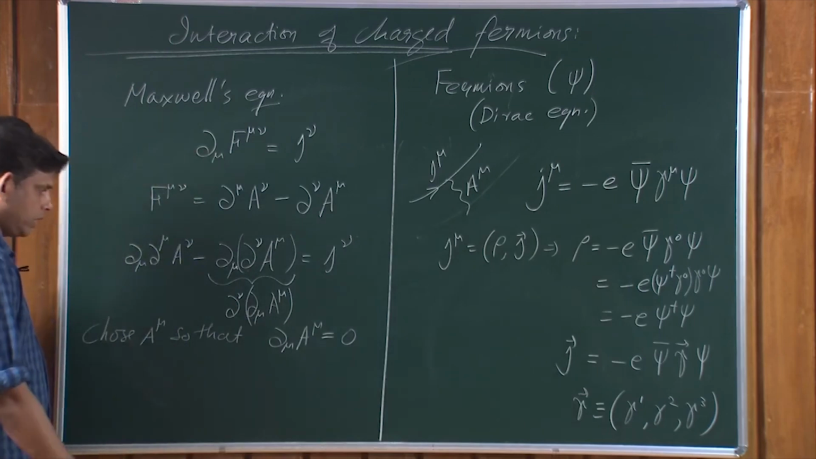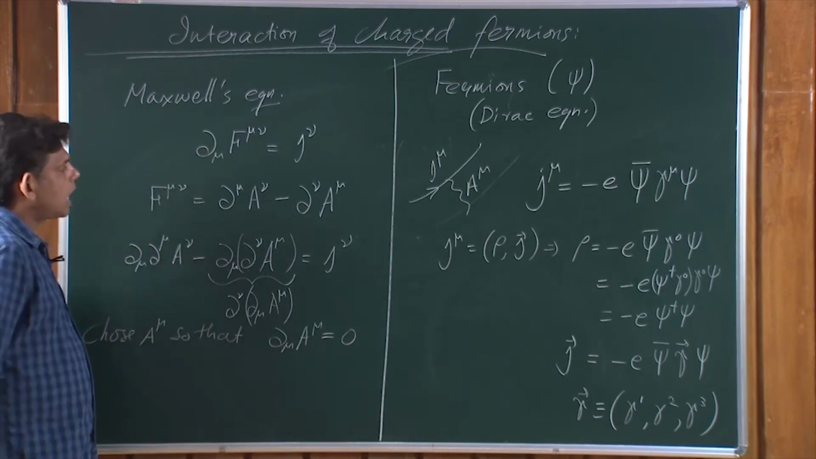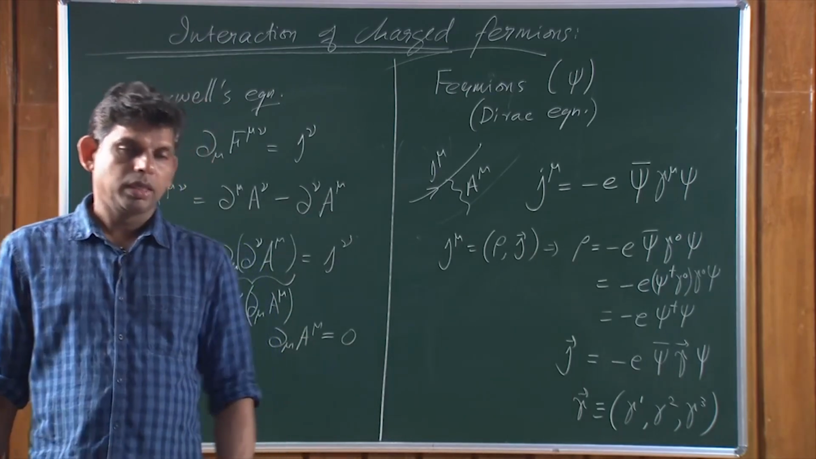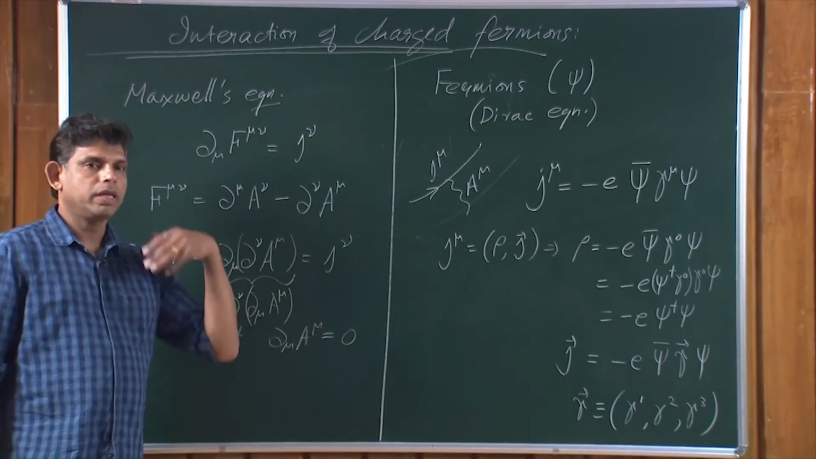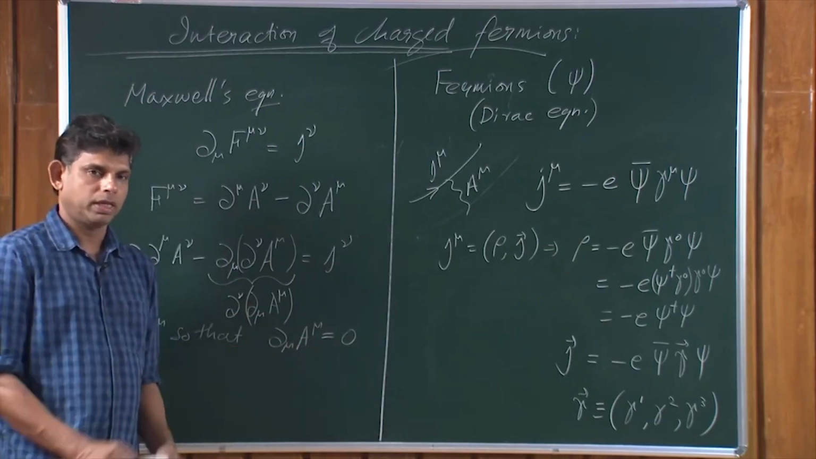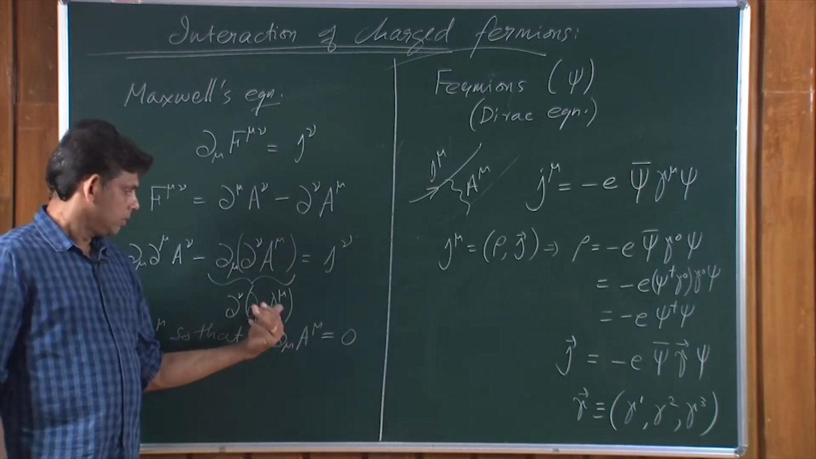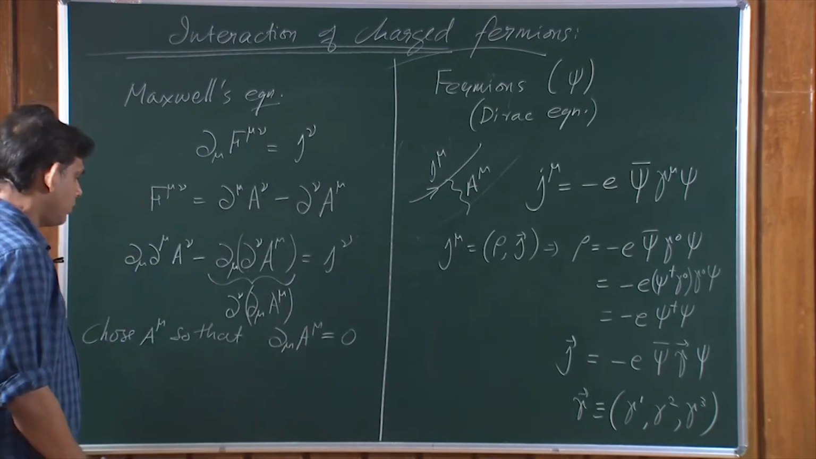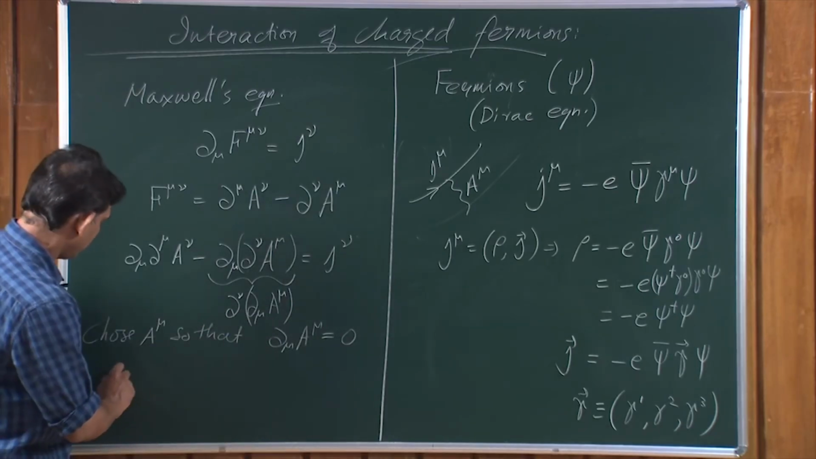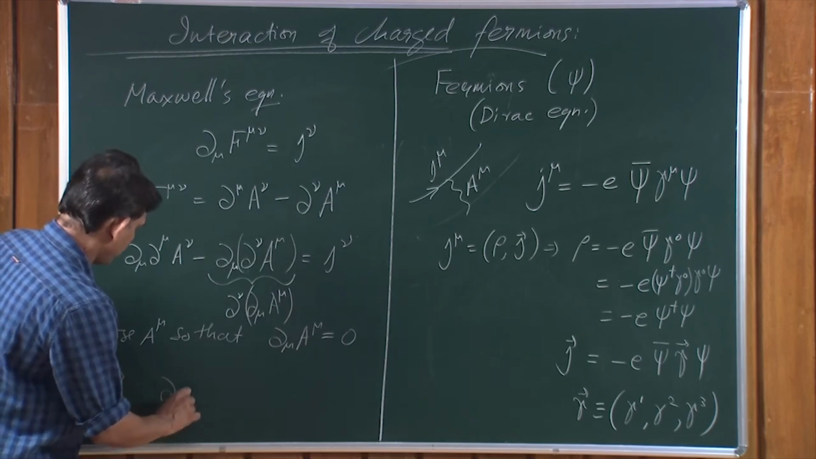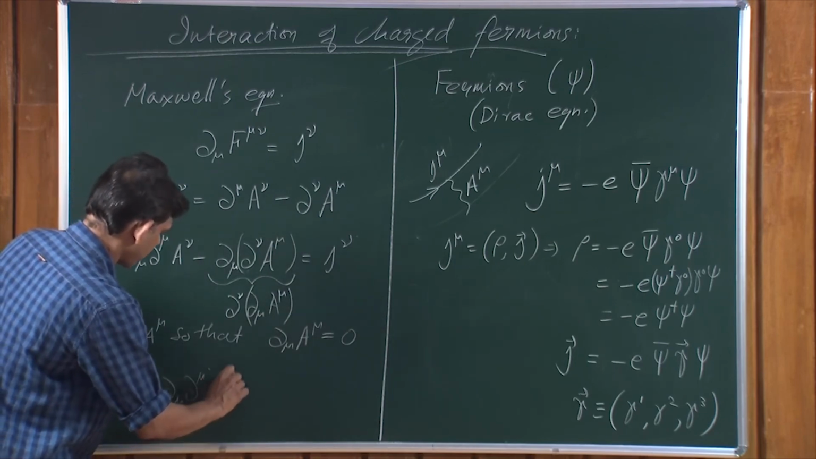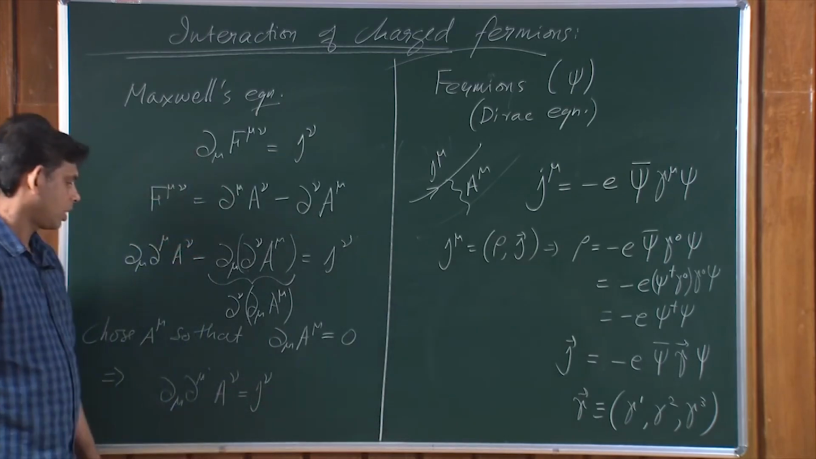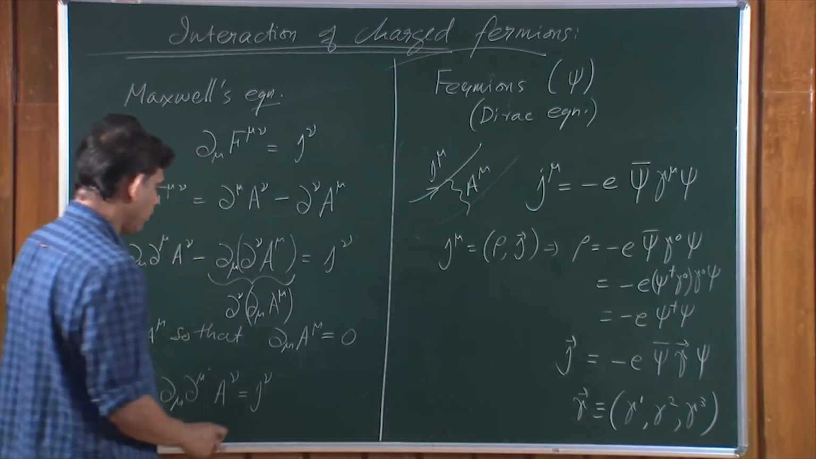This can be done always. You can choose A mu without changing any of the physics, meaning it is the same electric field. Any given photon, electromagnetic field can be represented by some A, which can always be written in terms of some divergence-less A. That will give you ∂_mu A_nu equal to J_nu, or this will give us a solution.